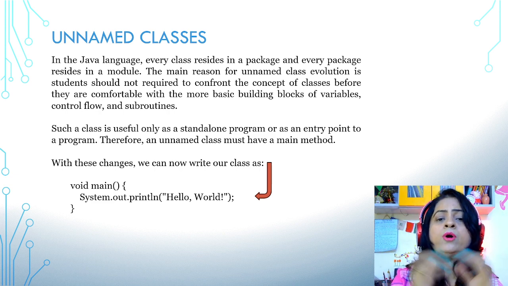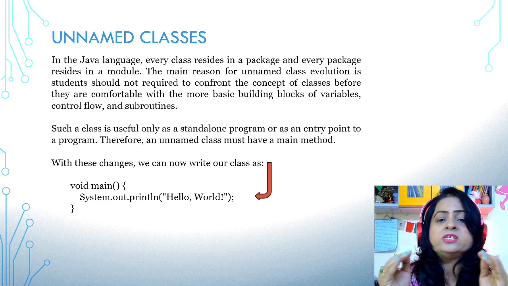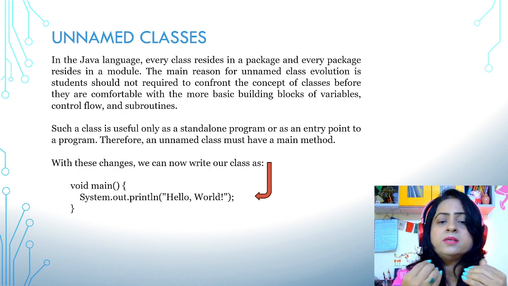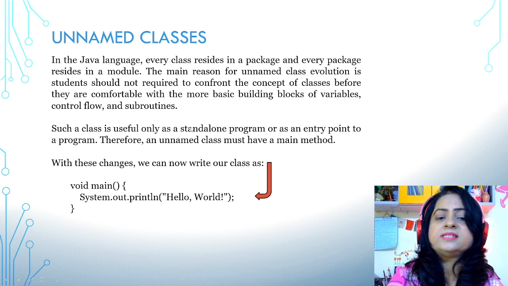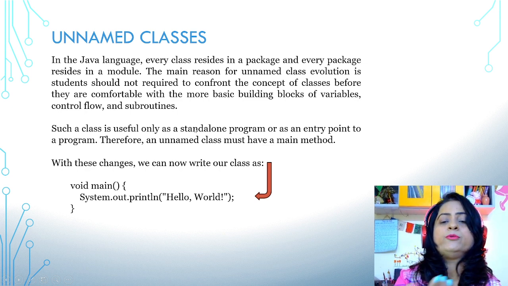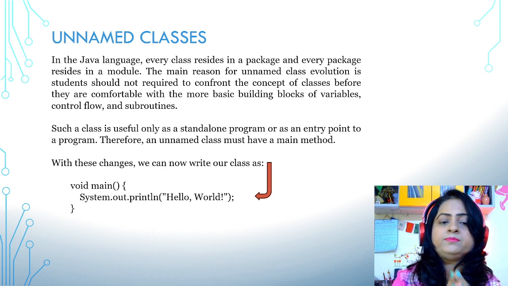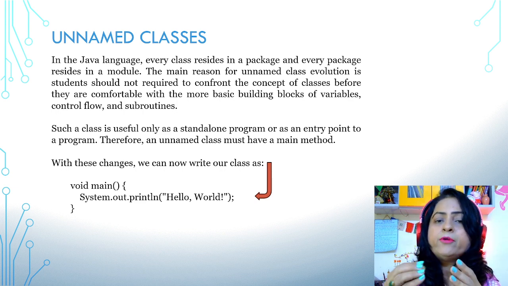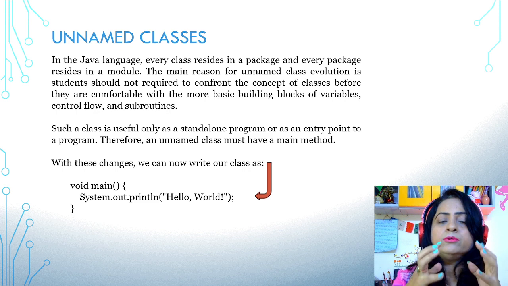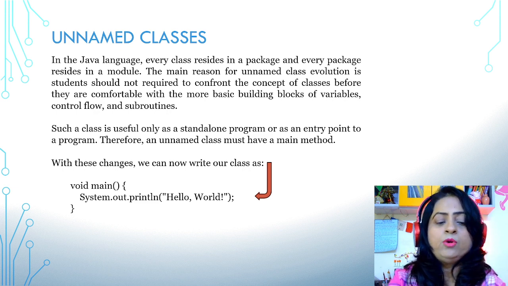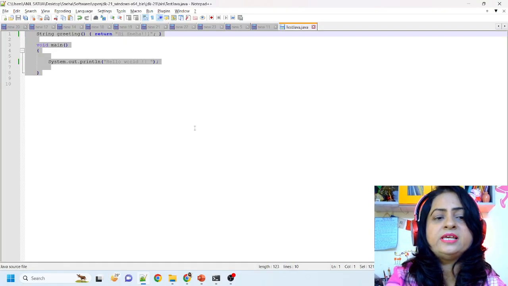Okay, so keeping this in mind they removed this thing, and now your first entry point can be simply two methods, and you just store it and run it. So they are useful as a standalone program or as an entry point to your program. Simple. Since they are entry points, these unnamed classes should contain your void main method. Again, the execution is the same for this also.